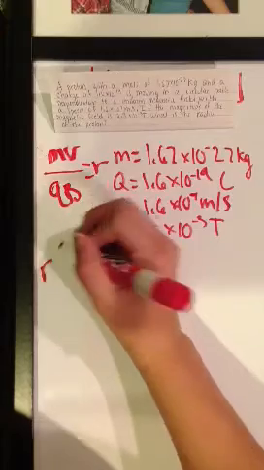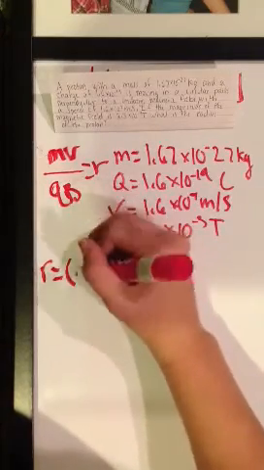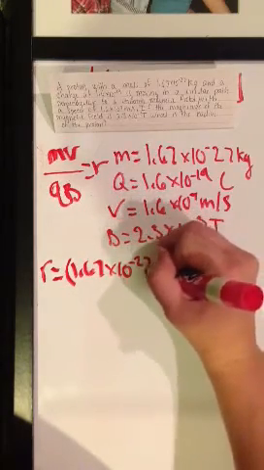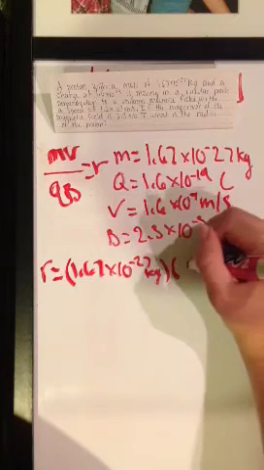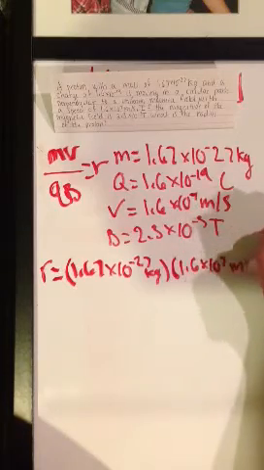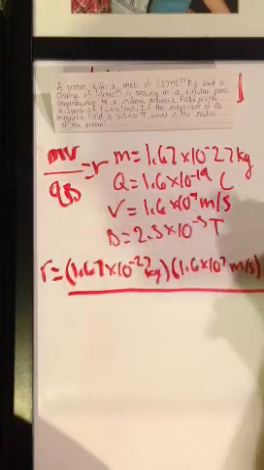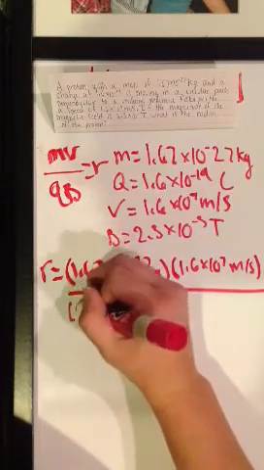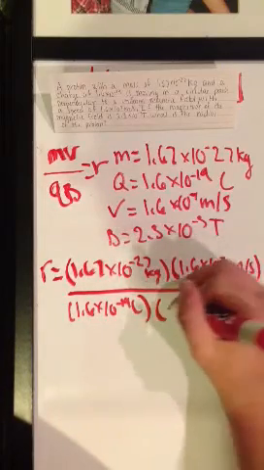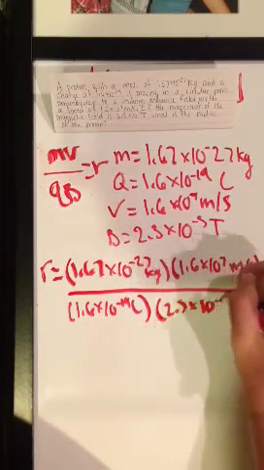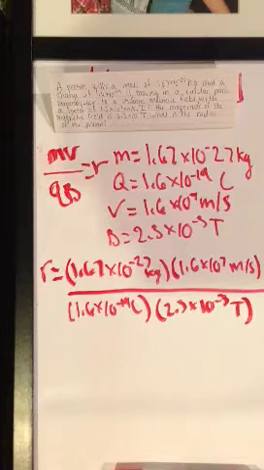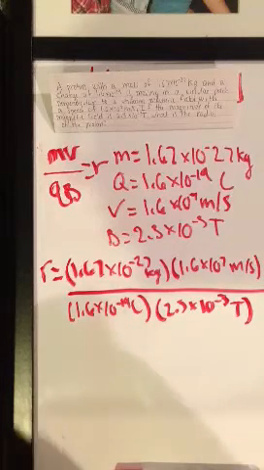So the radius equals 1.67 times 10 to the negative 27 kilograms times 1.6 times 10 to the 7th meters per second. And this is divided by 1.6 times 10 to the negative 19 coulombs times 2.3 times 10 to the negative 3 Tesla. Now if we plug all of this into our calculator, this is going to take a minute.